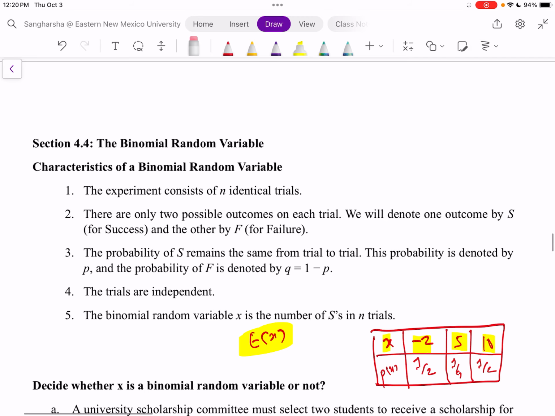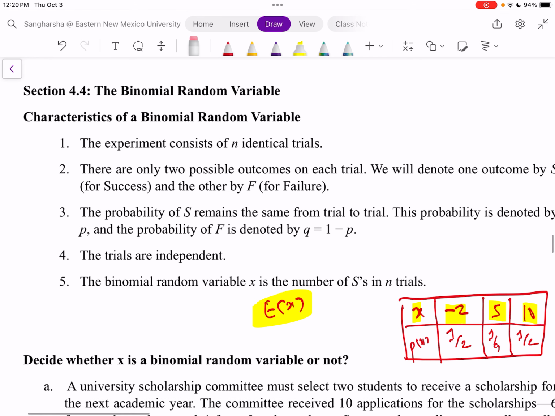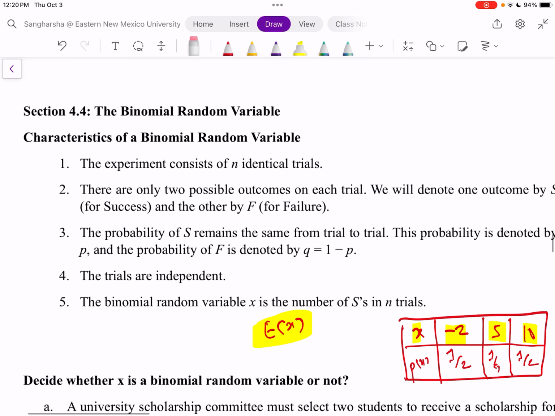So in section 4.4, we have a binomial random variable. In this section, we'll focus on the experiment that has two outcomes. So we'll be talking about the experiment which has an outcome or a response of two. For example, if we toss a coin, how many outcomes do we have? We're going to have two outcomes, right?